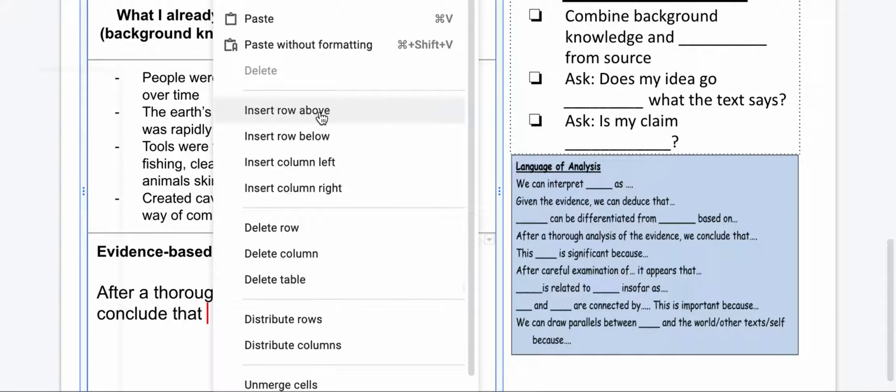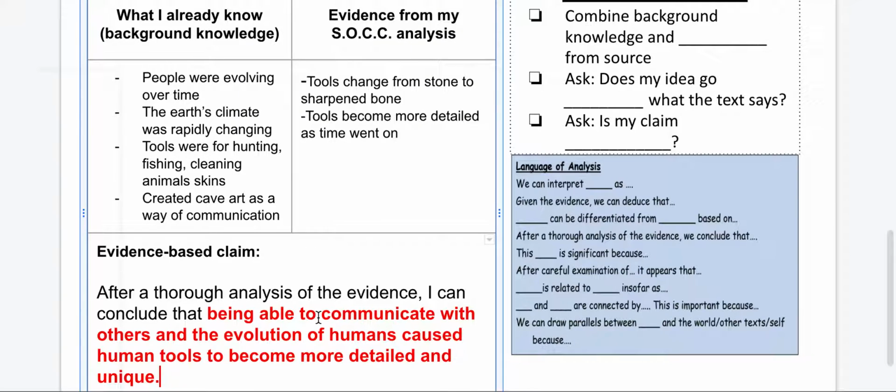So here is what I came up with. I started by using the language of analysis sentence stem. After a thorough analysis of the evidence, I can conclude that... And then here's my claim. Being able to communicate with others and the evolution of humans caused human tools to become more detailed and unique.